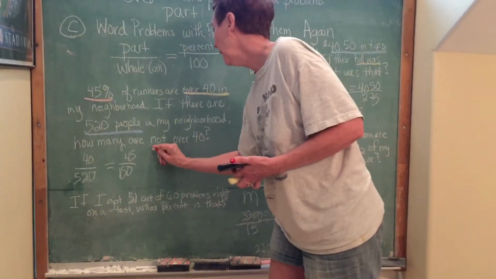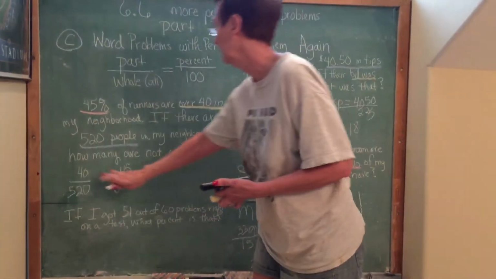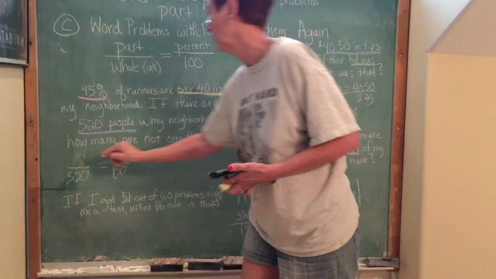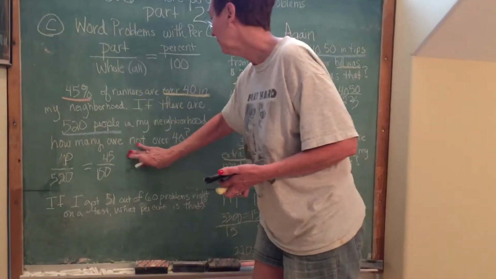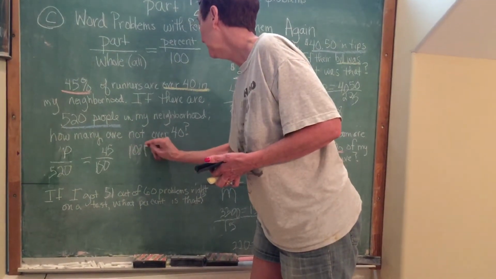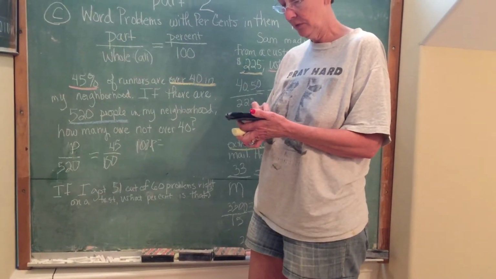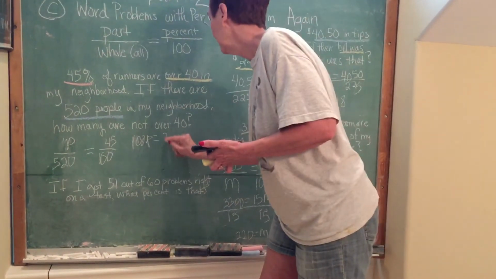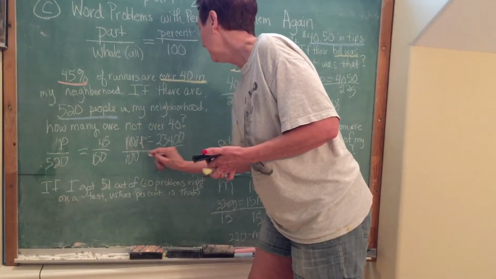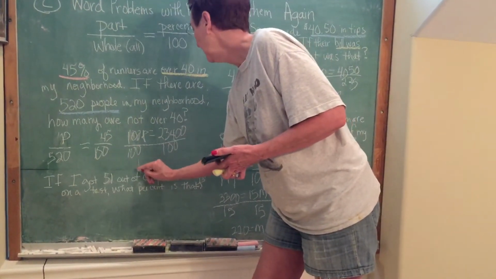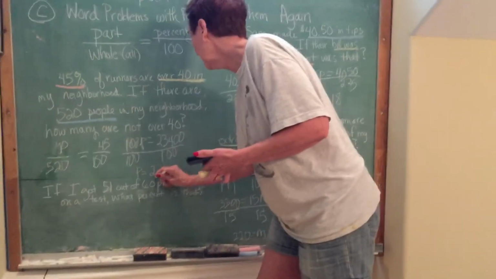When you cross multiply, oh wait, you only have 40? I don't know how many people are over 40. I'm sorry. How many people are over 40? When I cross multiply, I'm going to have 100p is equal to 45 times 520. That would be 23,400. You divide by 100, and you get people over 40 are 234.